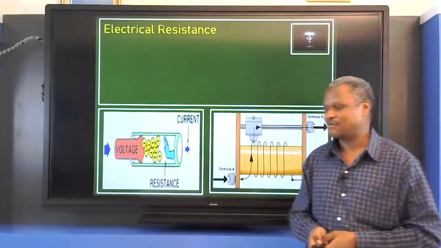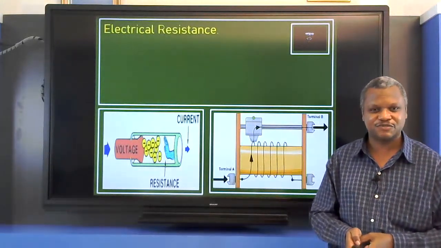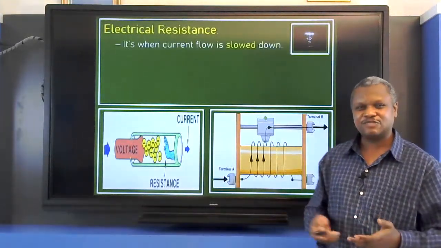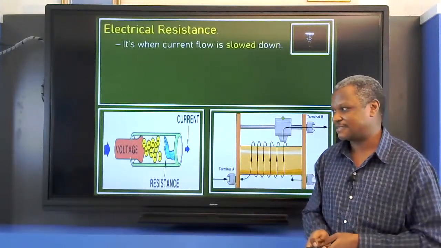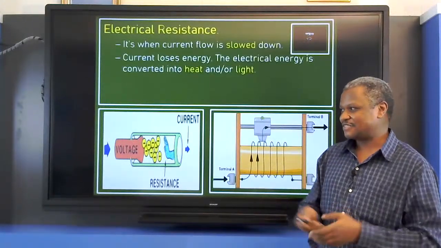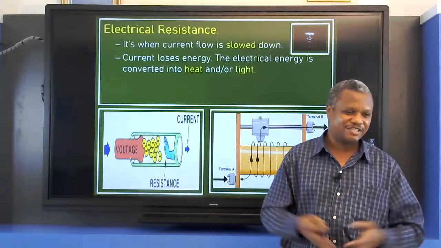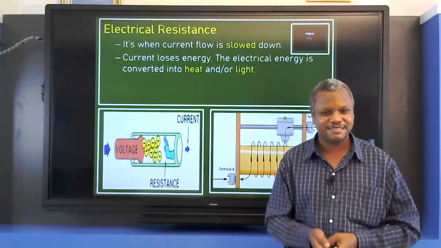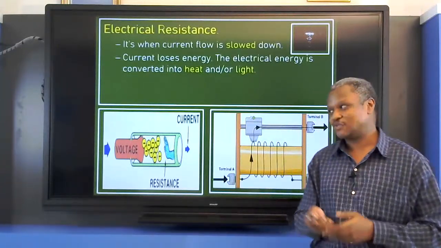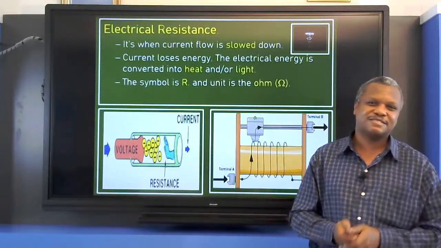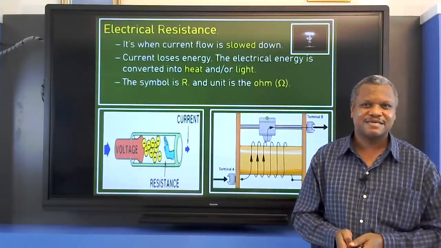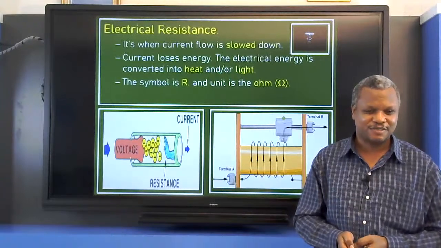Next slide. What is resistance? What is electrical resistance? Resistance is when current flows down or slows down. And when current slows down, it loses energy. And this energy is converted into light or heat. Now, the symbol for resistance is R, and the unit is what we call the ohm.